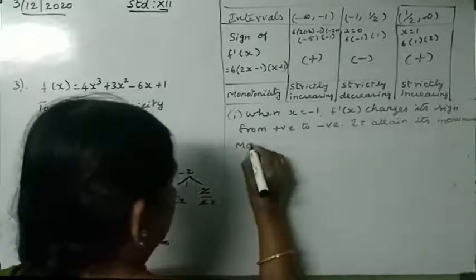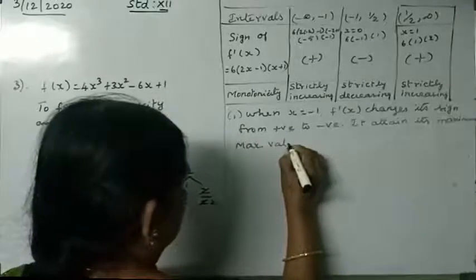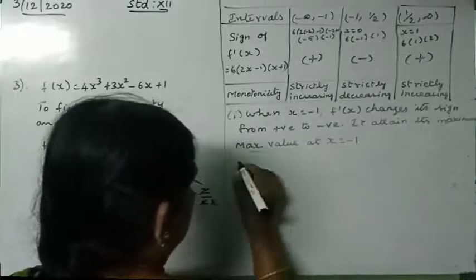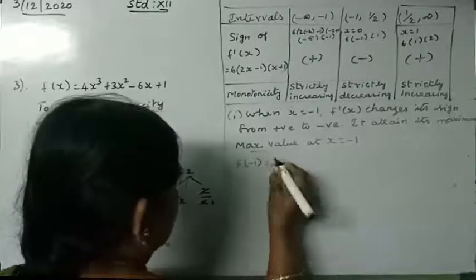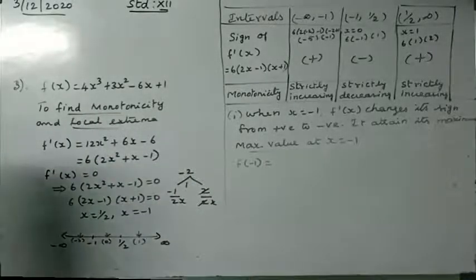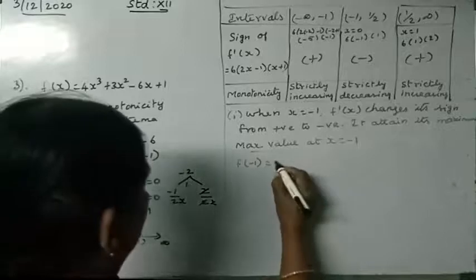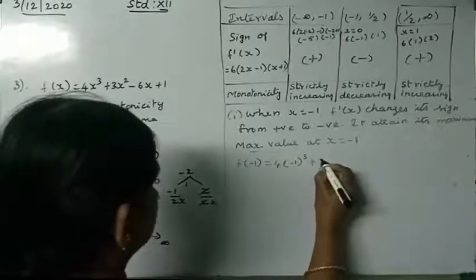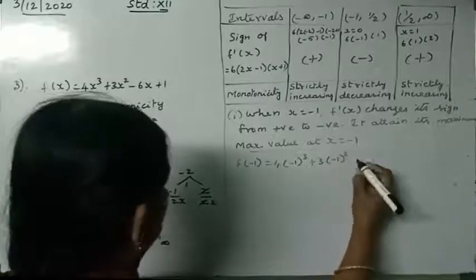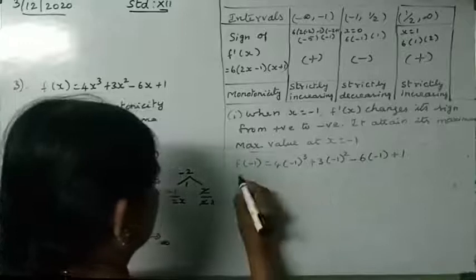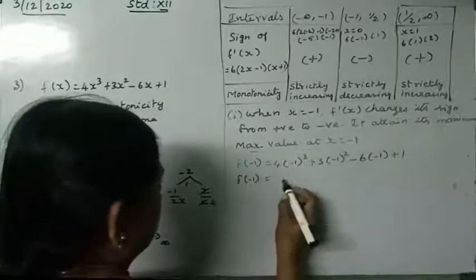So maximum value at x is equal to minus 1. That is f of minus 1 is equal to. So substitute in f of x. So 4 into minus 1 the whole cube plus 3 into minus 1 the whole square minus 6 into minus 1 plus 1. So f of minus 1 is equal to.